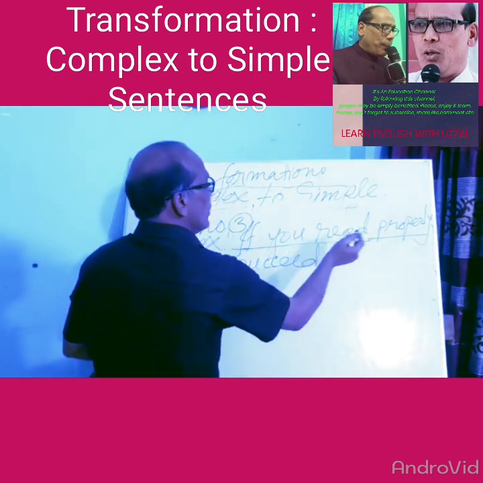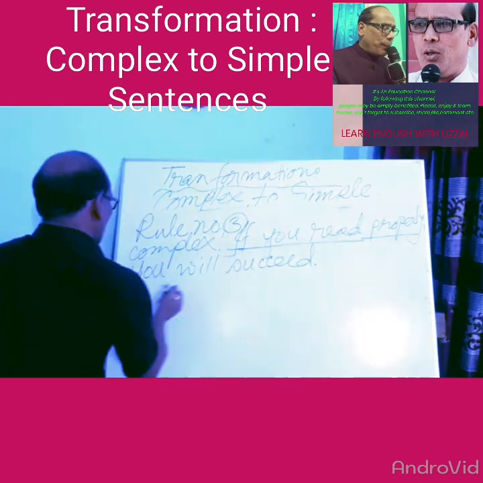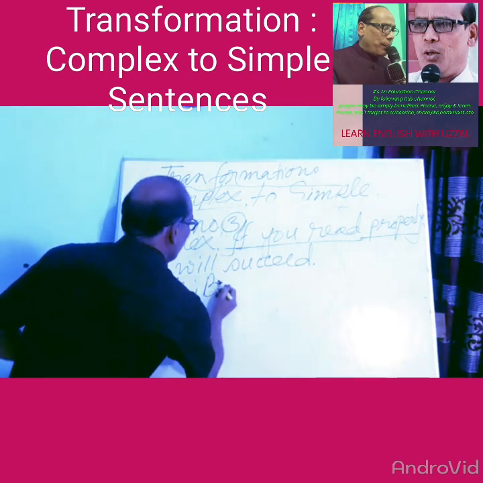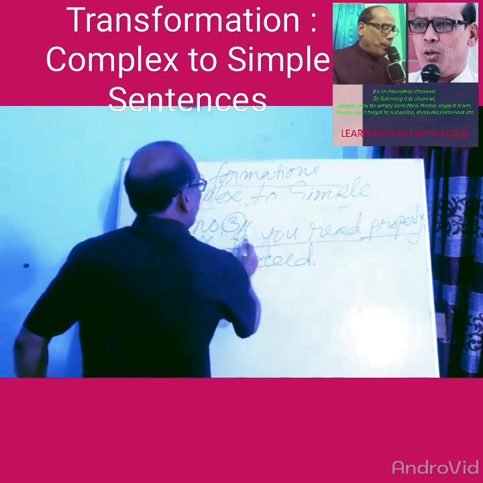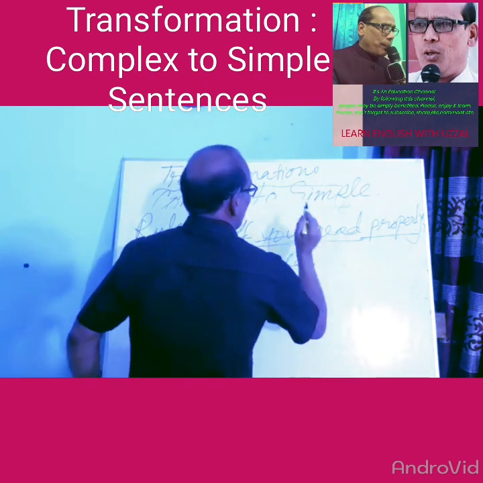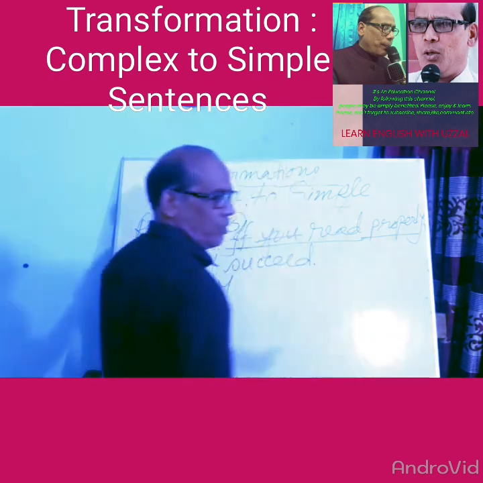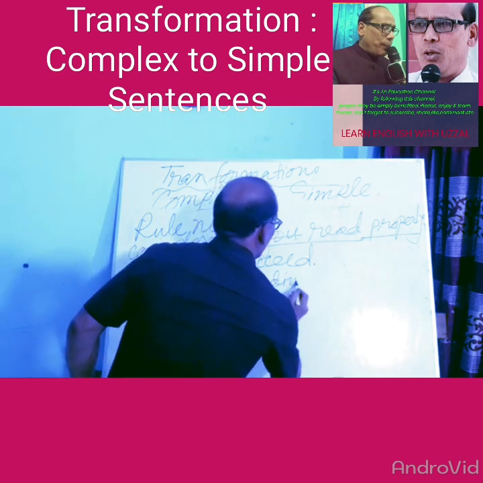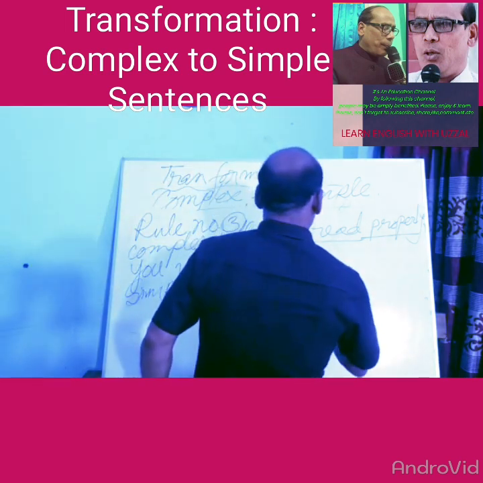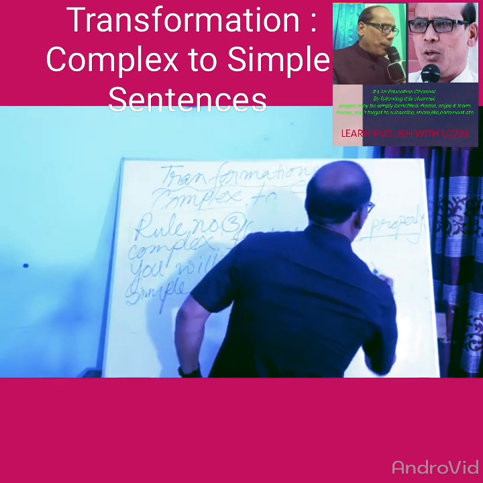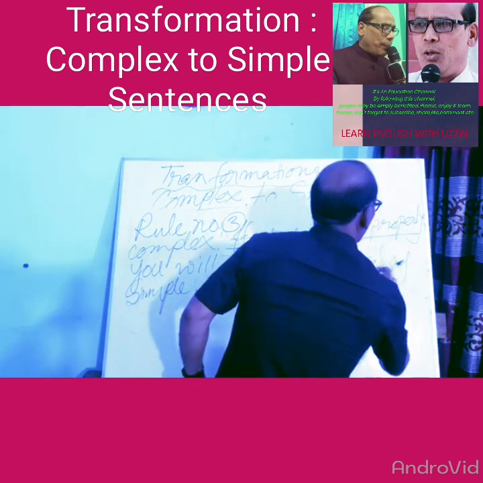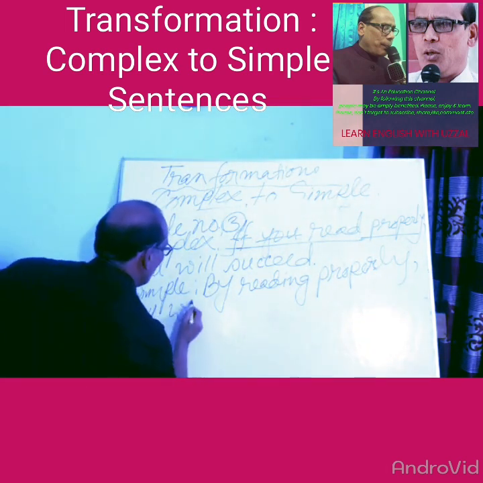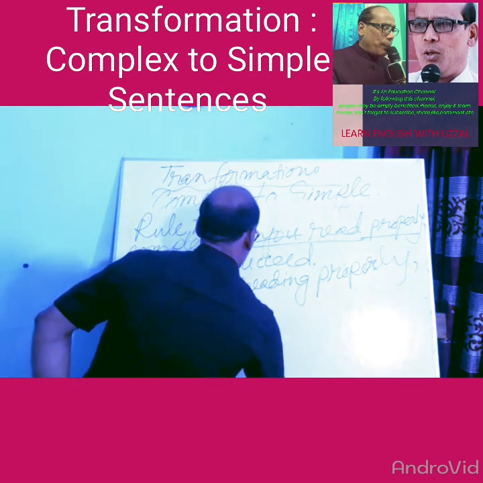If you read, I have given you the rule. If you want to make it simple, by plus ing: if is the conjunction, it will be omitted. Your subject will be omitted. Here read is the present form. So by reading, the ing form will be added to read. So: by reading properly, comma, you will succeed.